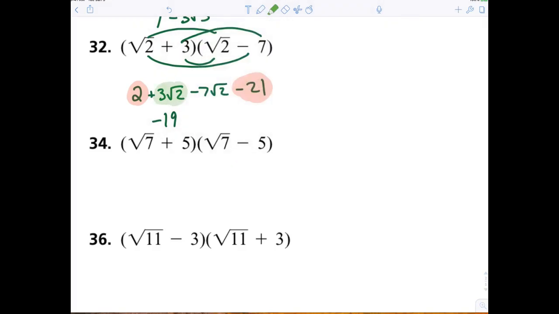So here's what? 3 radical 2 minus 7 radical 2. What's that? Negative 4 radical 2.